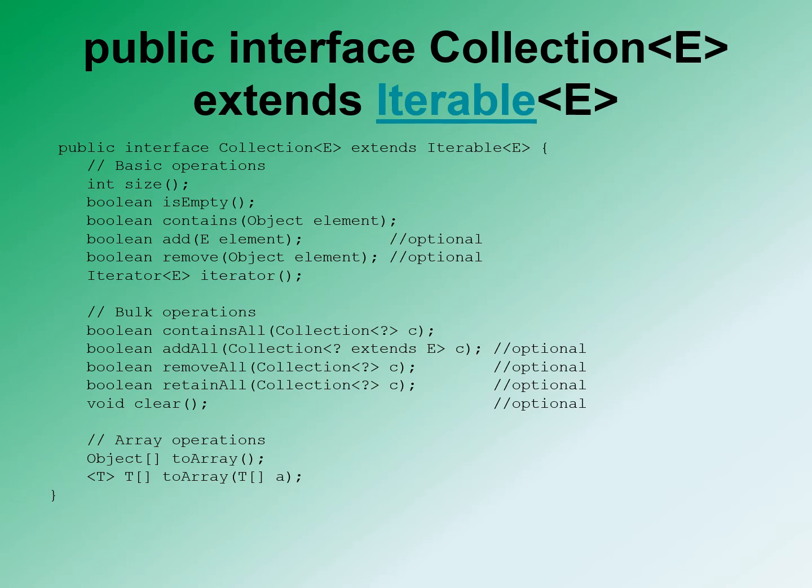As you can see here, we have an implementation of interface Collection. You can see public interface Collection<E>, where E is generic, extends Iterable<E>, and then we have some basic operations, some bulk operations, and some array operations. So what we are doing here is extending the Iterable class in the interface Collection.